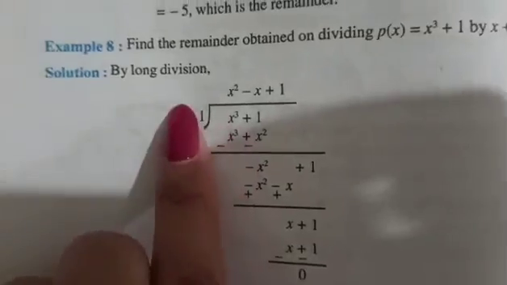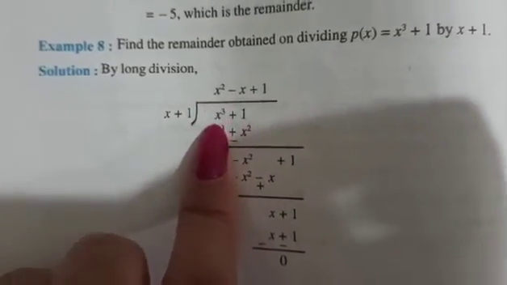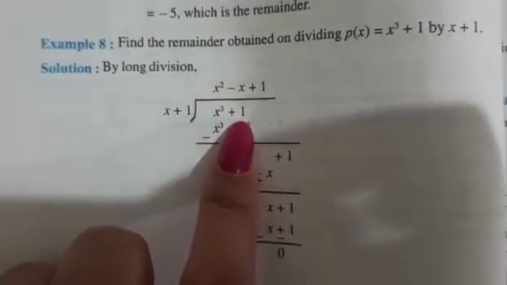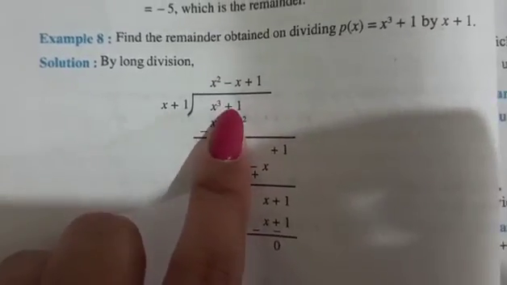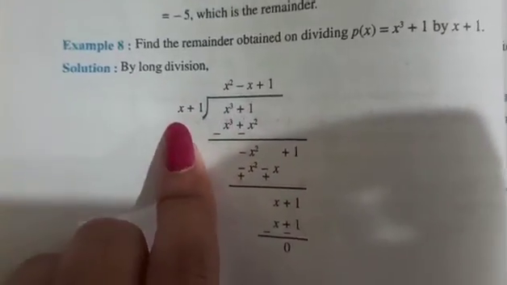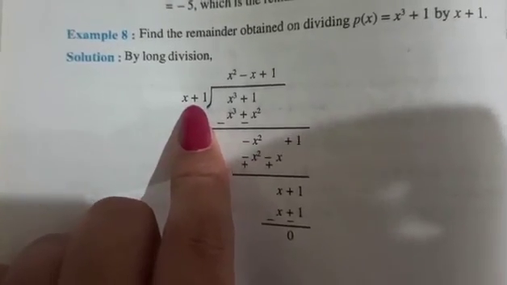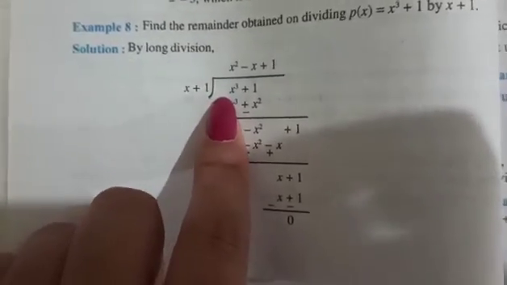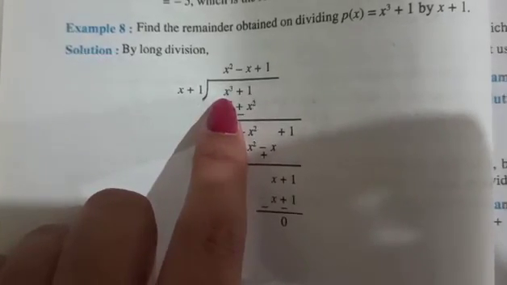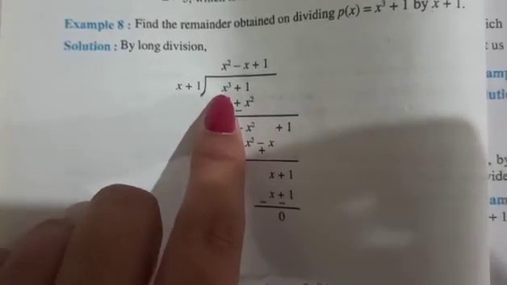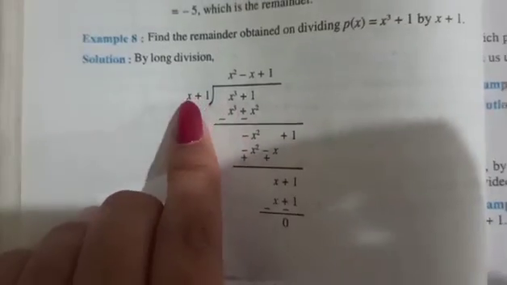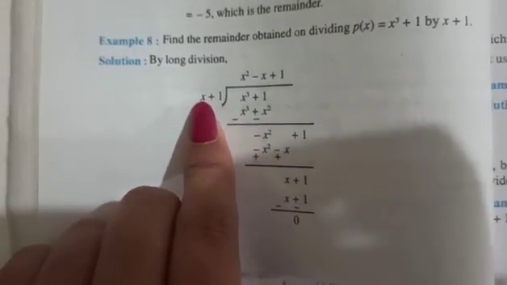See, by the long division method of polynomials, x cube plus 1 is the dividend, and it has to be divided by x plus 1, which is the divisor. Now see, the first term of the dividend is x cube, and the first term of the divisor is x.